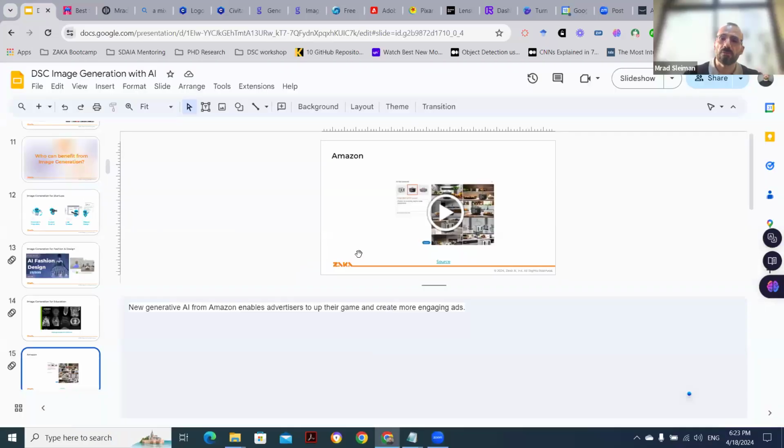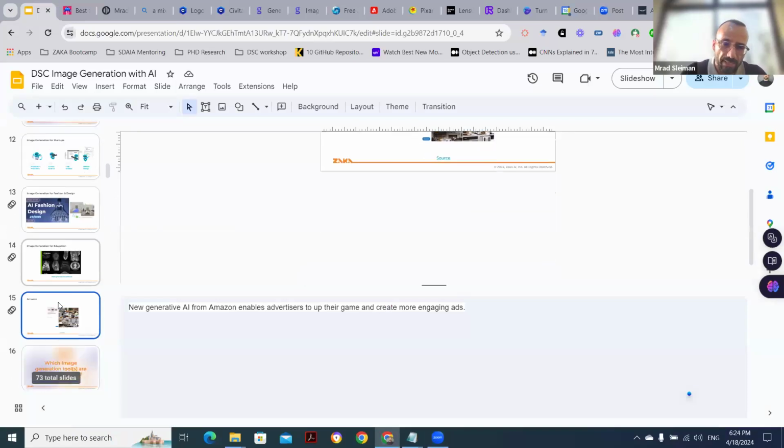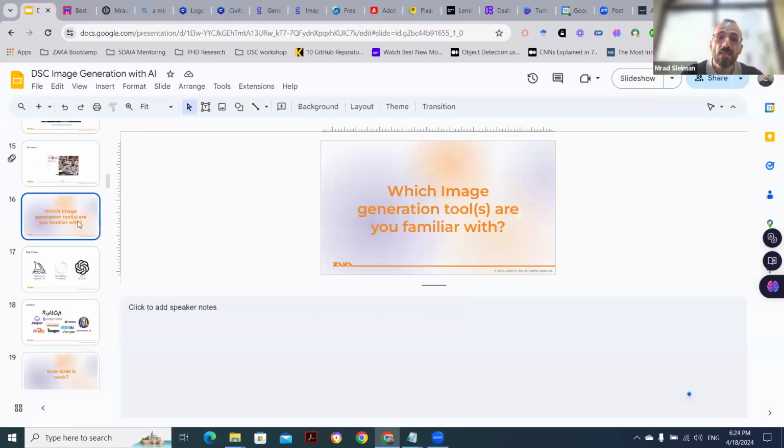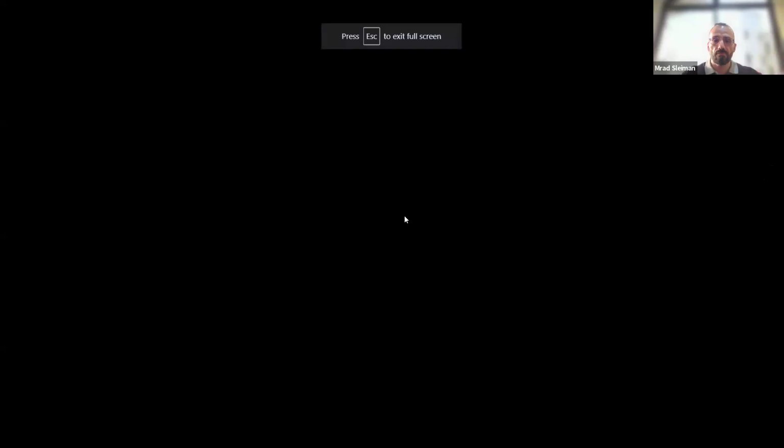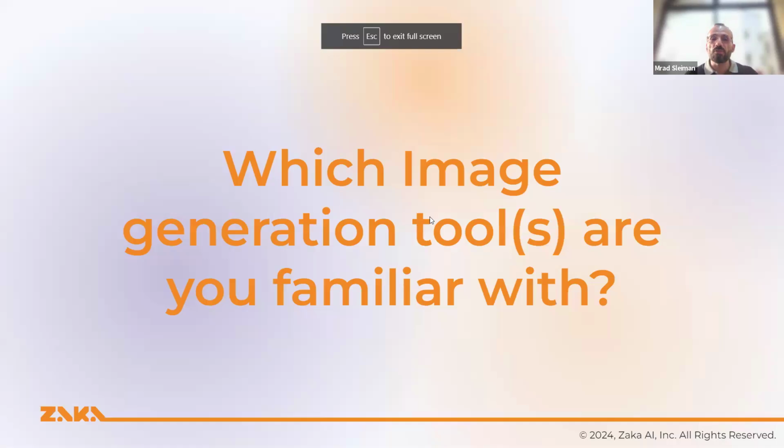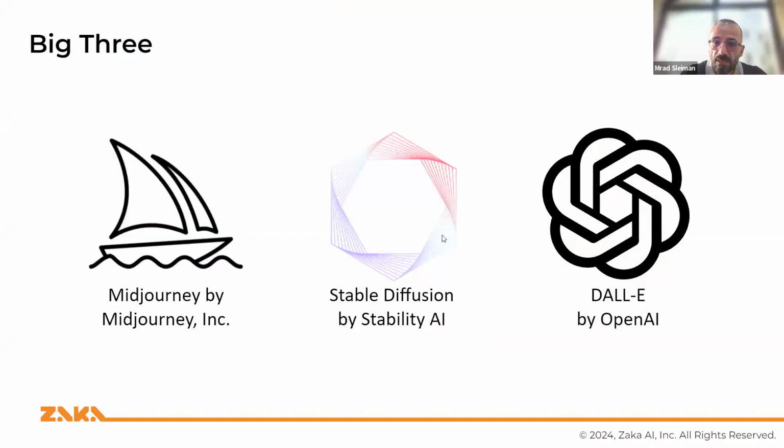So yeah, we were talking about examples, how we can use AI in image generation, different applications, as you can see. Now, let me go fully. Okay, so which image generation tools are you familiar with? Okay, there are a lot, guys. I don't know if any one of you knows a tool, but there are a lot of tools that you can use.